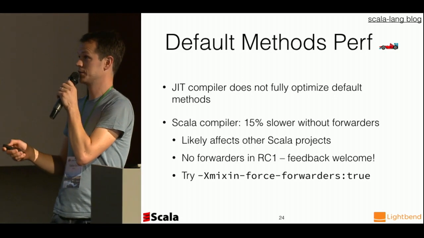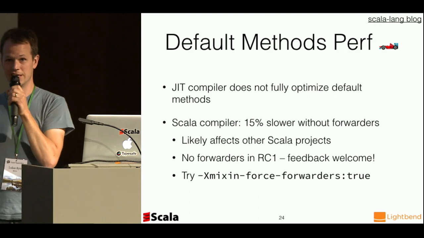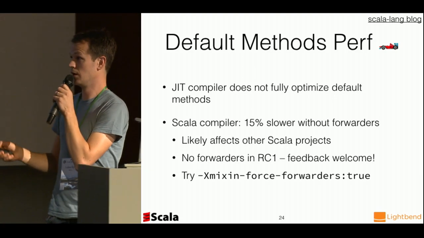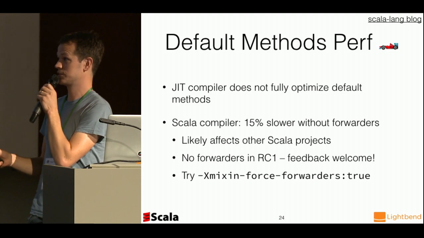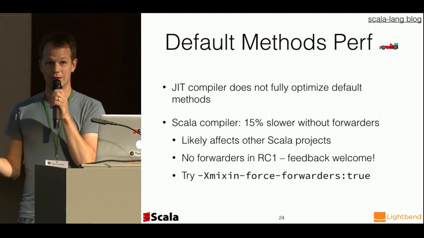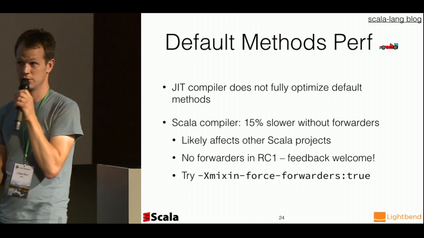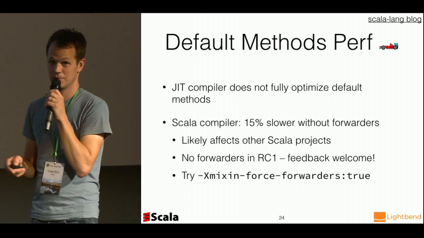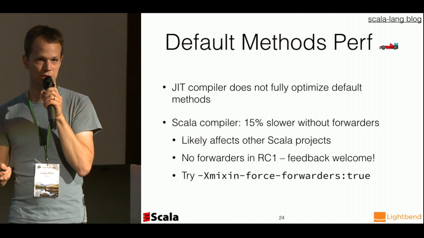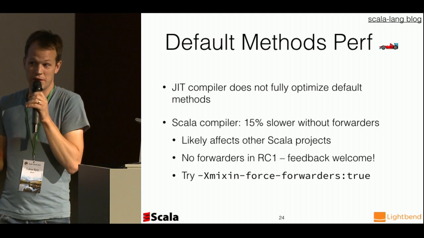Now, I think we are not fully decided yet on what will happen in 2.12.0 on this issue. So we have RC1 being released right now. In the next 1-2 days, it will be announced. And in RC1, this mixin forwarders flag is set to JUnit, as I said before. So there are no forwarders generated in general. And this means that the bytecode produced by RC1 could potentially be slower in every project out there.